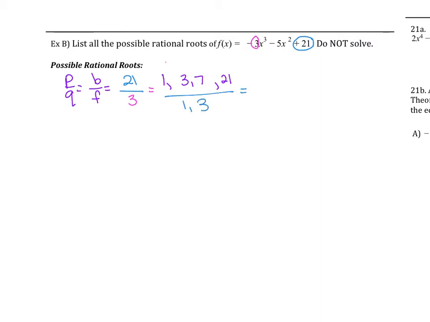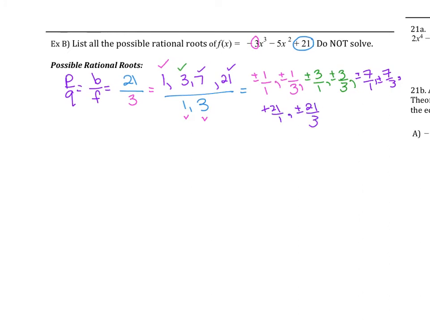So let's list them all, starting with 1 in the numerator. So that's going to be 1 over 1 and 1 over 3. So plus or minus 1 over the denominator 1, and then plus or minus 1 again over the denominator of 3. Then we repeat with the 3, and we continue with the same process. Plus or minus 3 over 1, plus or minus 3 over 3, plus or minus 7 over 1, plus or minus 7 over 3. Then last, we have plus or minus 21 over 1 and plus or minus 21 over 3.